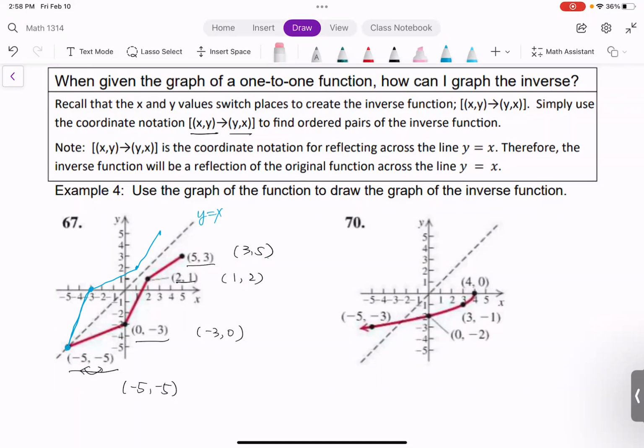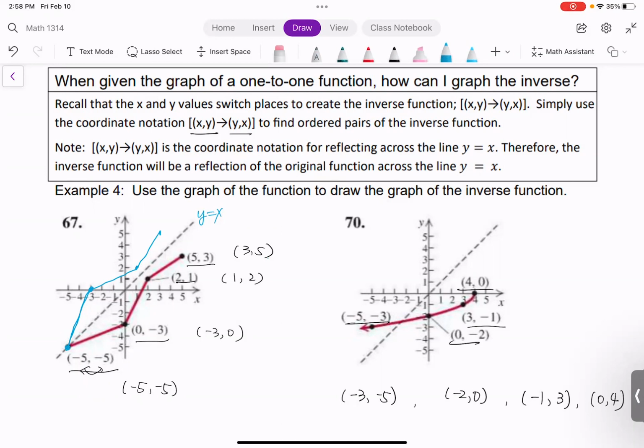So we see the function provides us 4 key points. You can swap x and y to find the key points for its inverse function. So we have -3, -5. The second point is -2, 0. The third point is -1, 3. The fourth point is 4, 0. We say 0, 4. Let's find these 4 points.